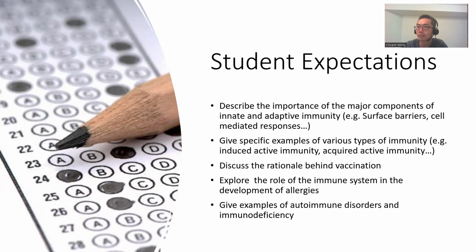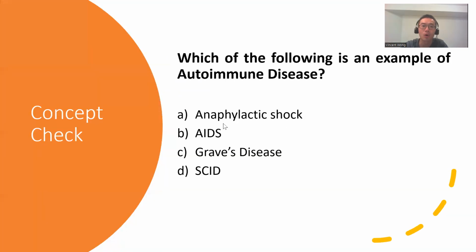Vincent, so is Graves' disease primary? Oh, Graves' disease is an autoimmune disease, so it's not primary or secondary. We only use primary and secondary to describe immunodeficiency. Okay. So if the person is born with it, like SCID, that's primary. If they catch it, like AIDS, that would be secondary.